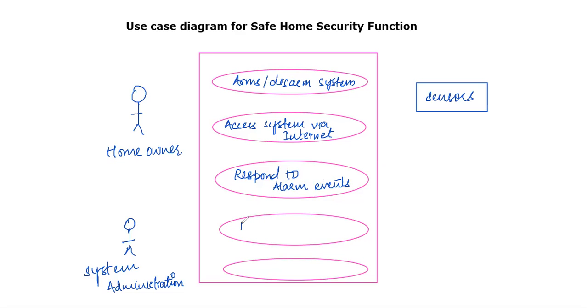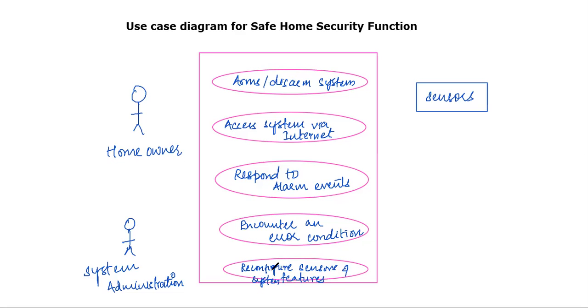Then encounter an error condition. Now, whenever you activate an error within the software, that is, your password is not matching or your sensors are not working accordingly. Then the last one, reconfigure the sensors and the related system features. So these are all the five different use cases.